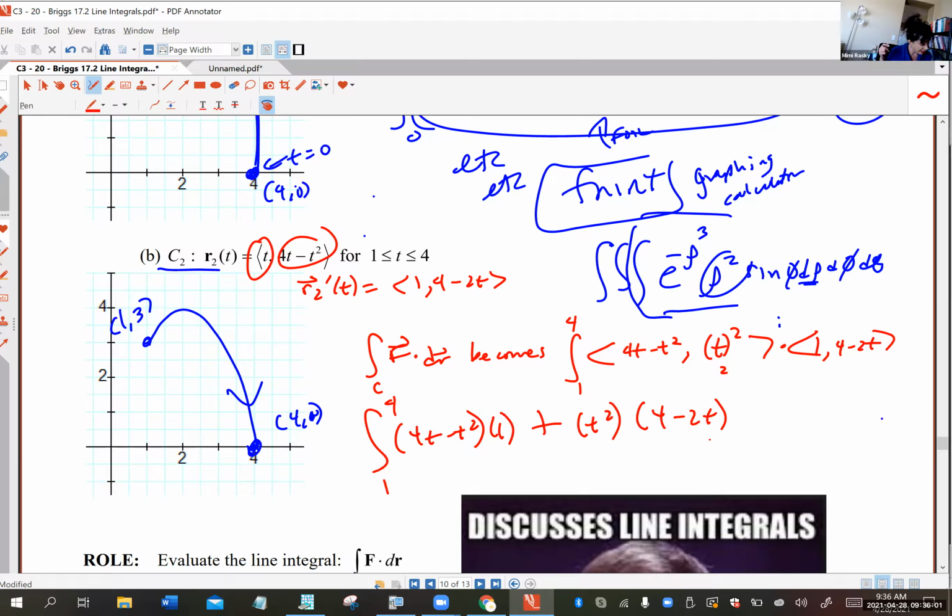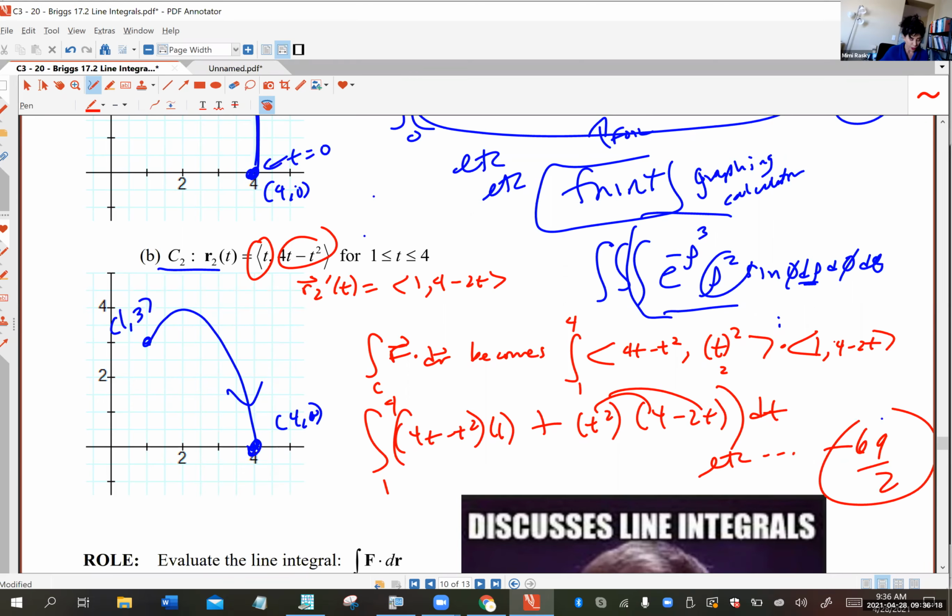And once again, I'm too lazy to go do this. This one's not bad. I mean, you don't have a whole bunch of expanding and multiplying. It's actually doable. But I'll just say et cetera, et cetera. Okay. And I get -69 halves.